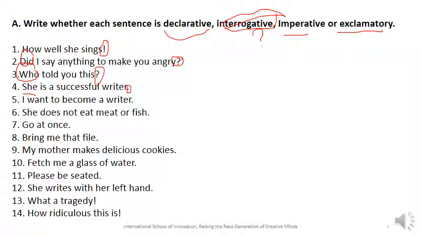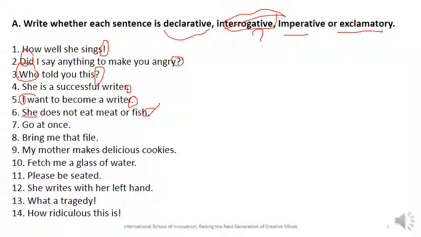Number 5. I want to become a writer. This sentence as well starts with the subject, I, and ends with a period. And it also states or tells something. So this sentence is declarative. She does not eat meat or fish. This sentence starts with a subject, ends with a period, and it states something or tells something. So it's a declarative sentence.